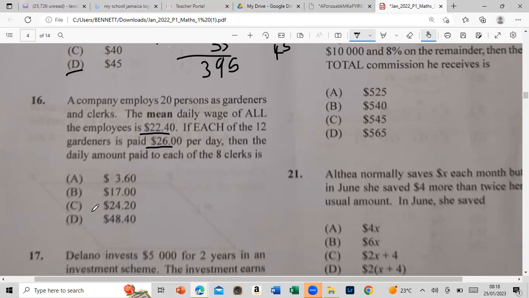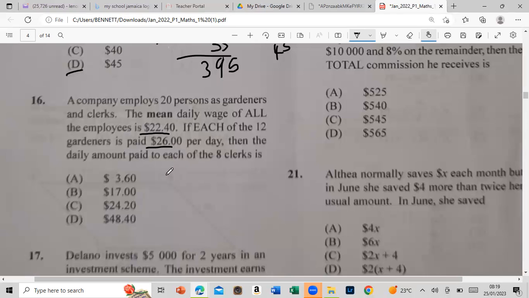So I'm thinking it's $24 because, hold on, let me see. The mean daily wage of the employees is 22.40. If each of the 12 gardeners is paid 26 per day, then the daily amount paid will be 30. So in the end, this is the overall mean. Let me see if each of the 12 gardeners paid 26 per day, their mean would be 26, right?